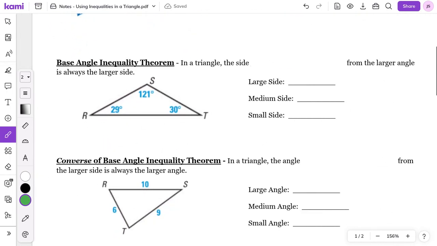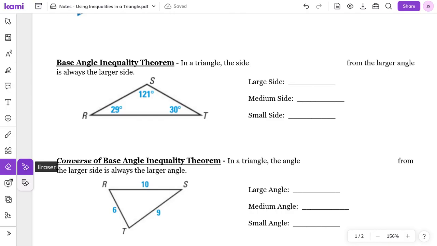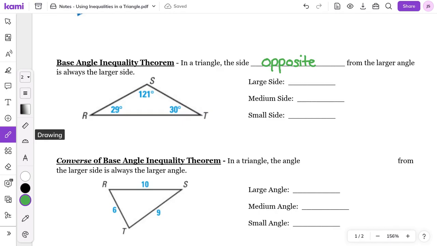All right, our next theorem to apply is the base angle inequality theorem, which says that in any triangle, the side that is opposite from the larger angle is always the larger side, right? And then going off of that, across from the medium angle would be the medium side, and the smallest angle would be the smallest side.